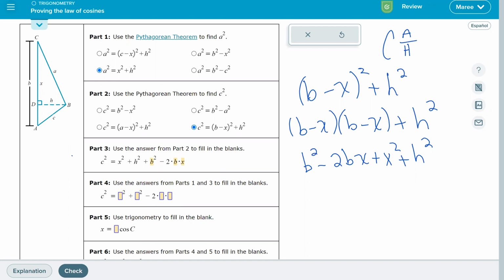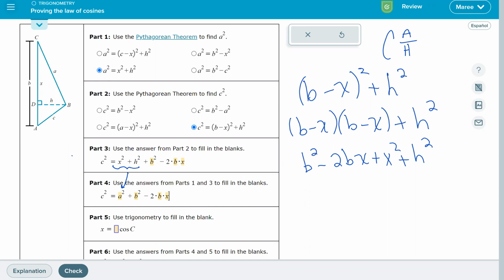Then it says use the answer from part 1 and 3. So we have a squared equals x squared plus h squared. Oh, and that's what we have at the beginning of our part 3. So we'll put an a right here for a squared. Then we have our b squared there. So we're just replacing this x squared plus h squared with a squared. We still have our b squared, and then we're going to put minus 2bx. We already have that. We have a blank there.